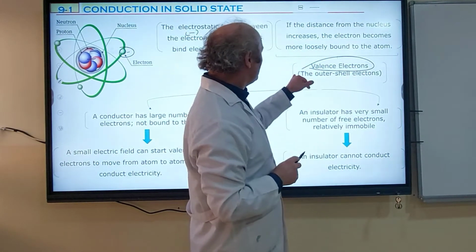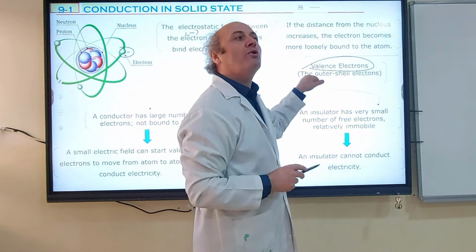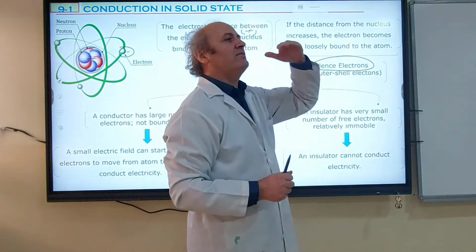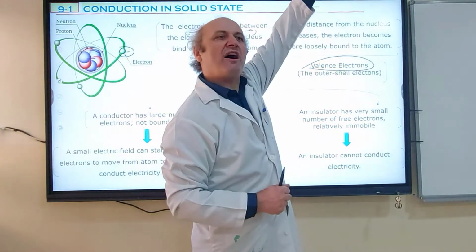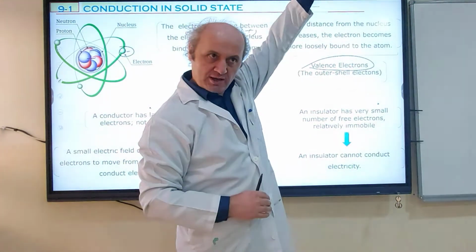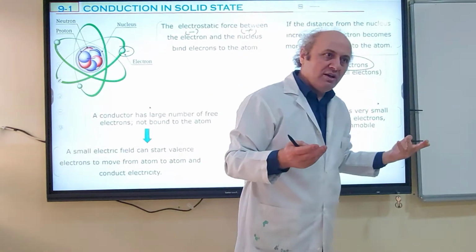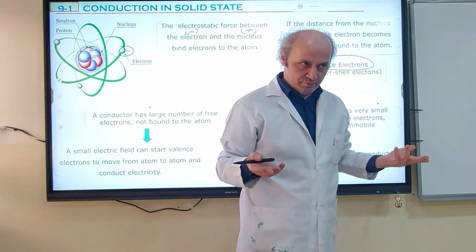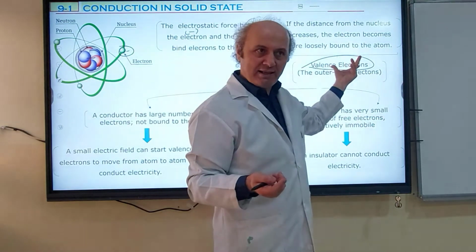Valence electrons are the outer shell electrons, the outermost orbit electrons, or the last shell in chemistry. First, second, third, fourth, and last, farthest from the nucleus of the atom. That's why they are bound with the weakest force, the weakest energy, and are called valence electrons.